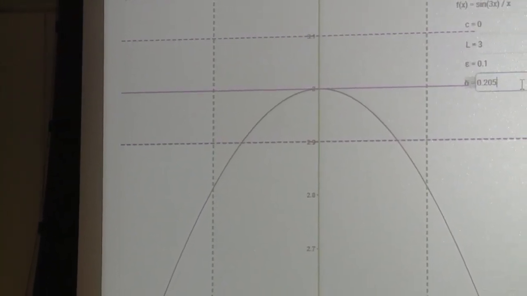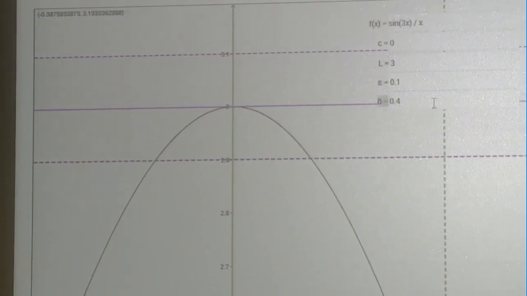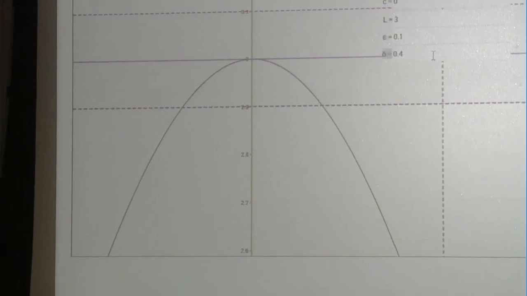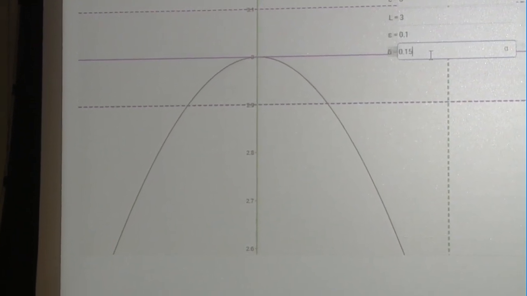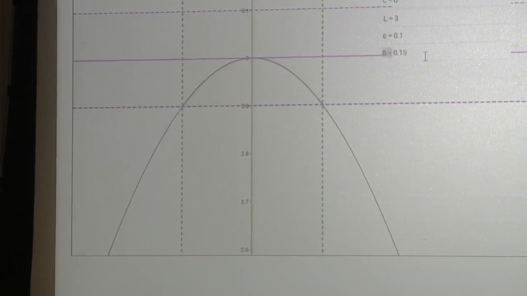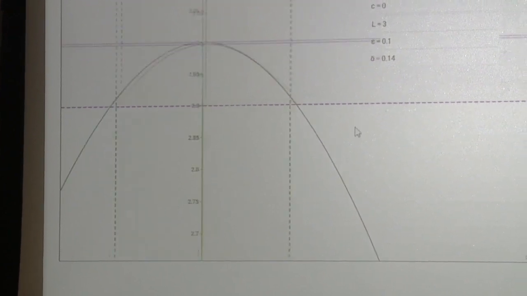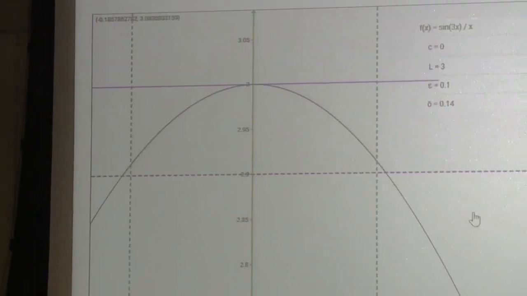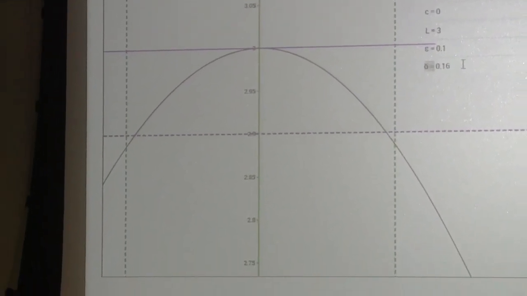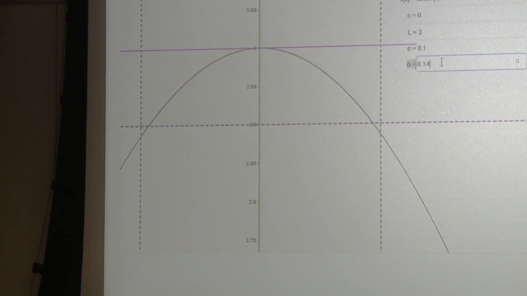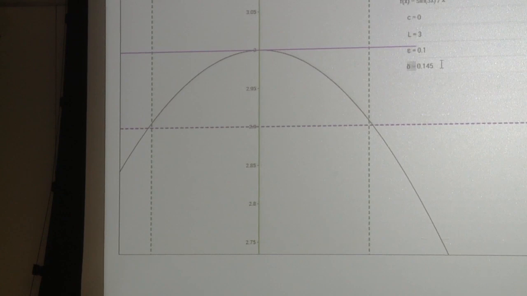So should I make delta bigger or smaller? Bigger? Let's make it bigger. That makes things worse, right? We always want to make delta smaller if we haven't gotten a delta that worked. 0.15, pretty close. Hard to see. How about 0.14? Does 0.14 work? Does 0.16 work? No. So 0.14, you could make it a little bit bigger, 0.145 will work.